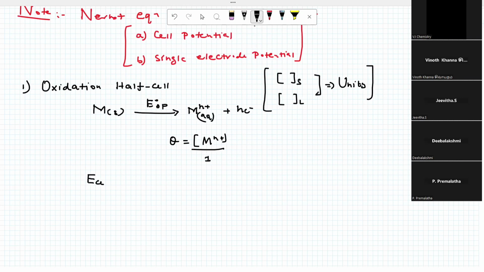E cell equals E naught cell minus 0.0591 by n into log of [M^n+]. This is the oxidation potential of this reaction. We can write it this way and use OP. What is OP now? OP, oxidation potential. Okay, the formula is not very important.